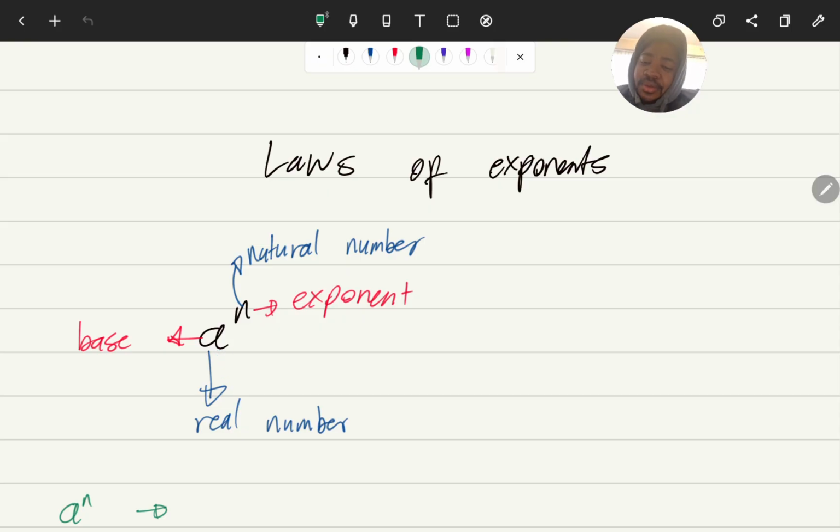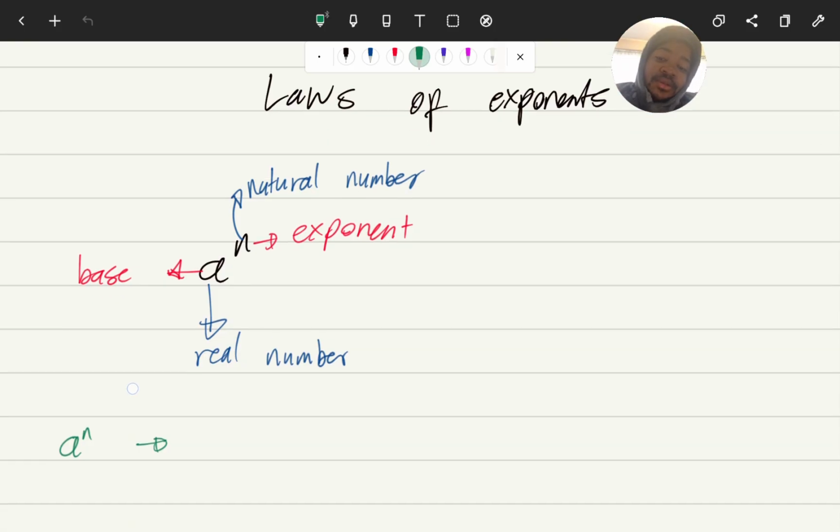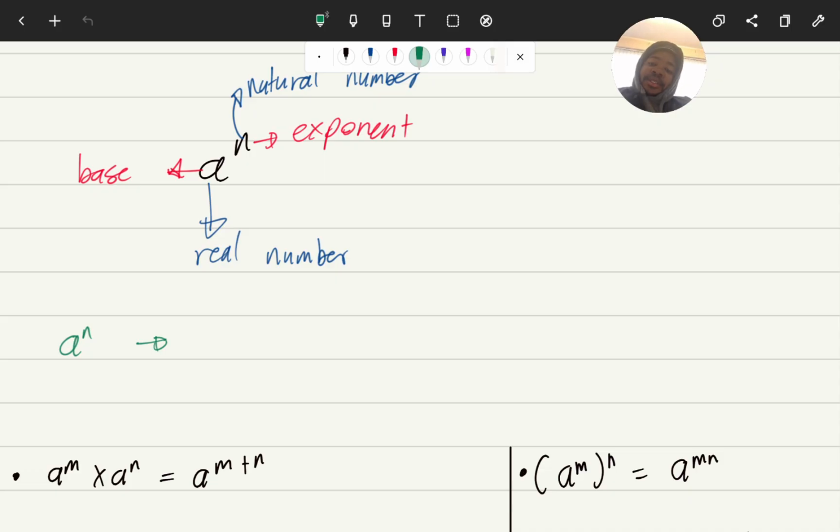And the thing is, for this, it has to be a real number, right? Implying that it could be any decimal, or just a whole number, but it has to be a real number. And then this one, it has to be a natural number. Remember, natural numbers from 1 to positive infinity, right? Or positive integers. And now the question is, what does a to the power of n mean? Like, what does it mean exactly, right? The definition is, say we are multiplying a by itself n times.